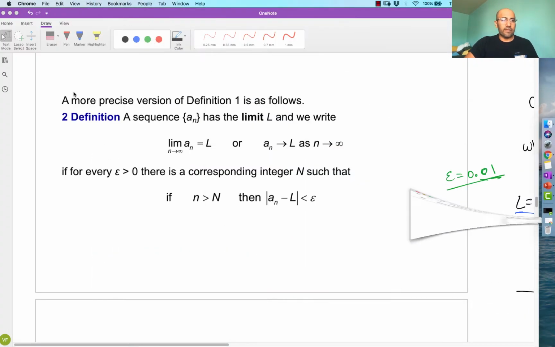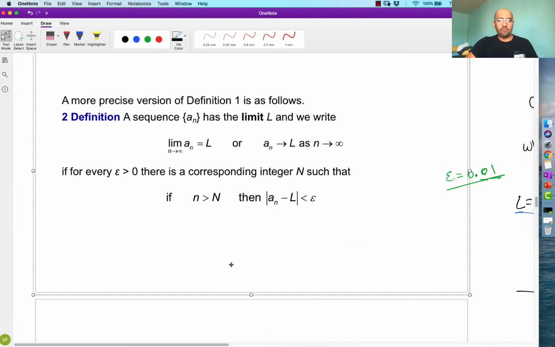All right, so hopefully that visual helped. Right? A sub n minus capital L is the distance between the a sub nth value and capital L. And we want to say that that distance is within epsilon. Okay, all right, moving on.